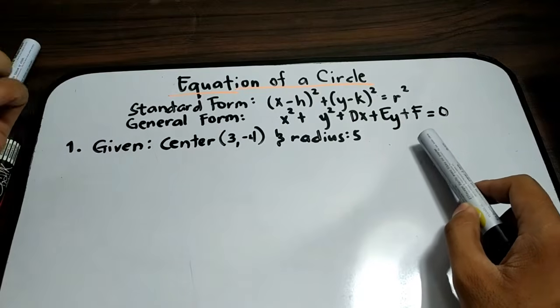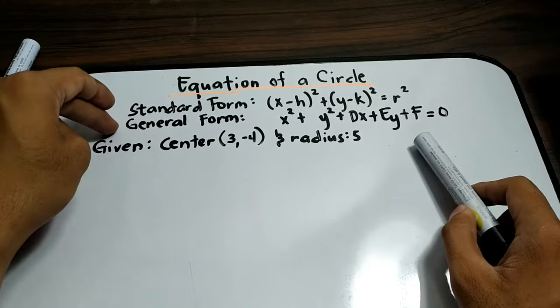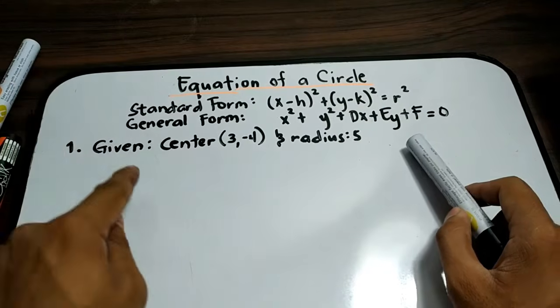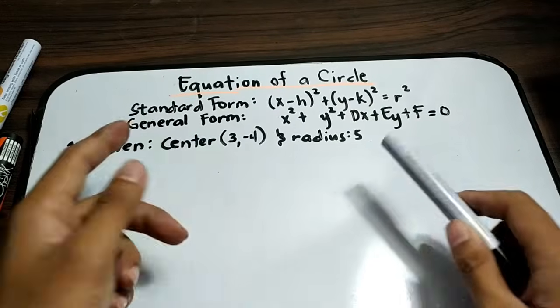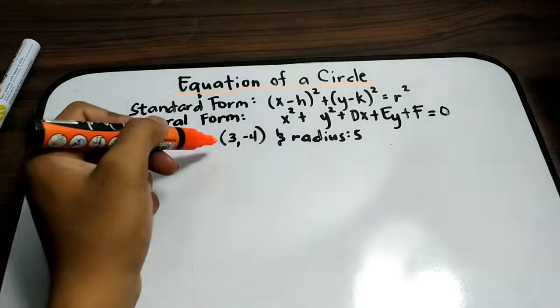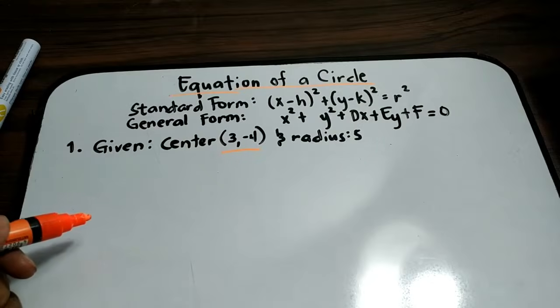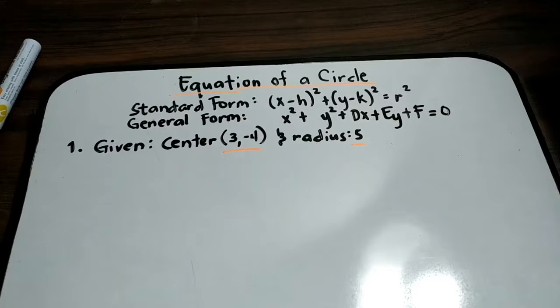Our target here is to get the different equations in standard form and general form of a circle given the center and its radius. So, shall we start? In this given example in number 1, the center here is given as 3 and negative 4. And the radius of the circle is equal to 5. So the question here is, how are we going to find the equation of the circle in standard form?